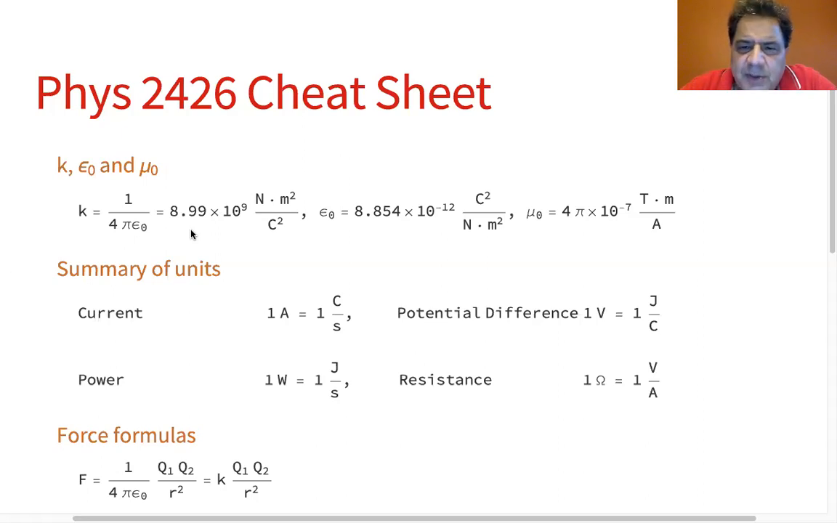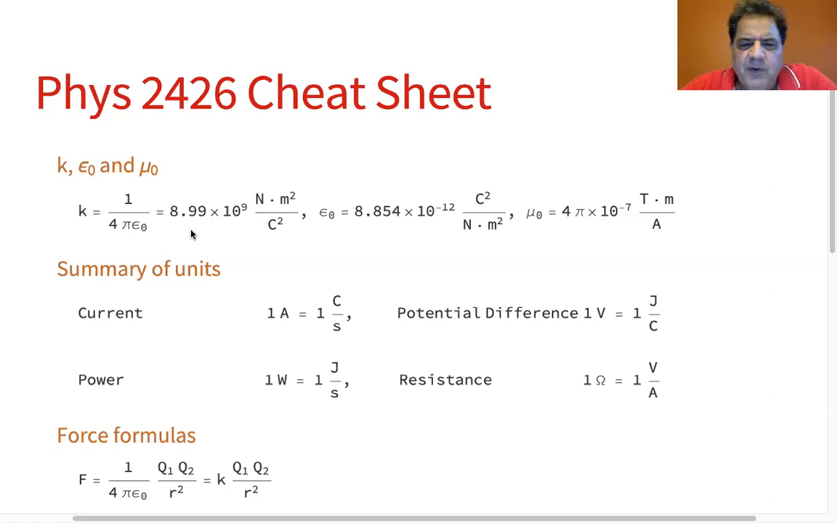Mu sub 0 is the permeability of free space, and it's 4 pi times 10 to the minus 7 Tesla meters per amp. I think there's an alternate, but that's good enough.